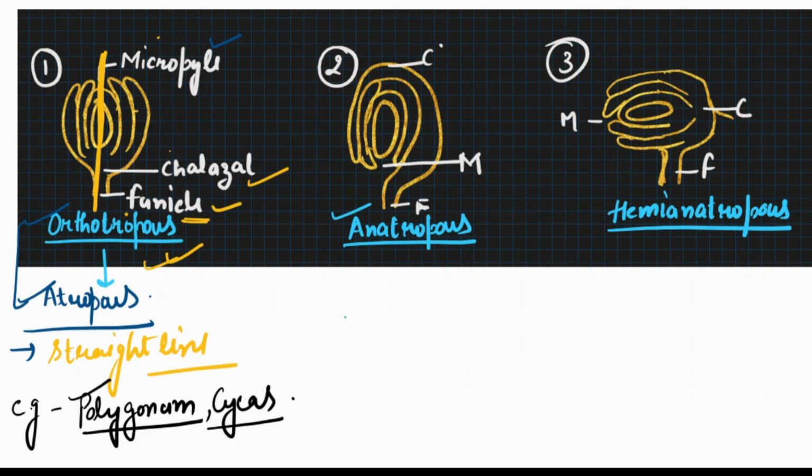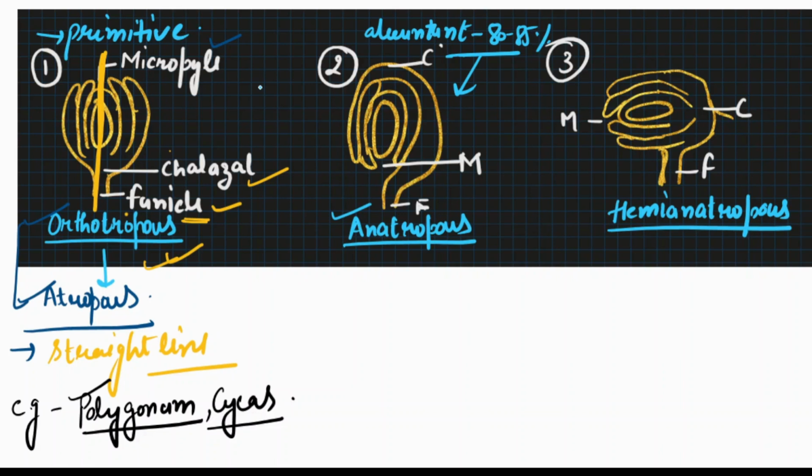If we talk about the second type, that is the Anatropous ovule. In Anatropous ovule, this is the most abundant type of ovule present in the species. Around 80 to 85% of angiosperms contains this type of ovule. So most abundant type of ovule is the Anatropous ovule. Okay, so note it down. And most primitive type. So most primitive type is Orthotropous. Most abundant type of the ovule is Anatropous.